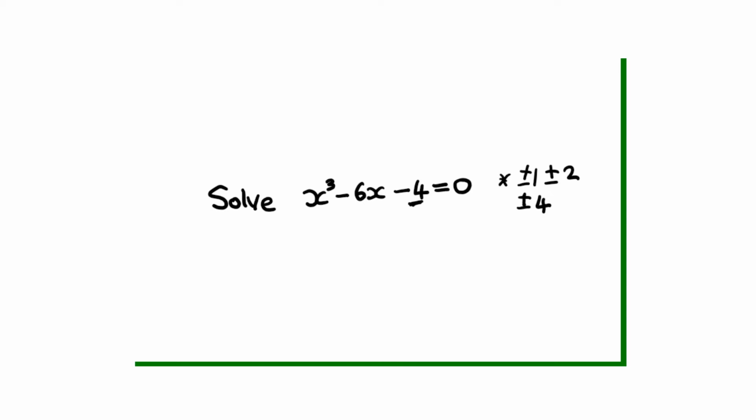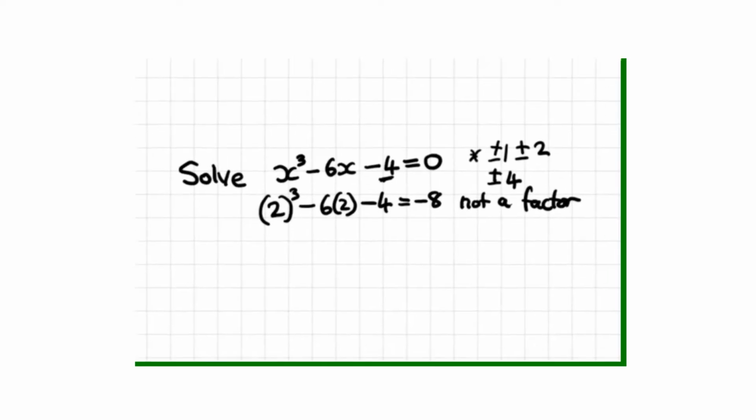For example, when you substitute plus 2, you would find that it gives you 2 cubed minus 6 into 2 minus 4, which in this case is giving us minus 8, which means it's not a factor. Then you must continue doing that until you get the one that gives you a 0.